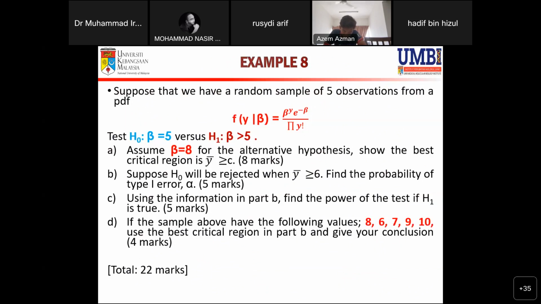Okay. So for question B, suppose H0, the null hypothesis, will be rejected when y bar is equal to or greater than 6. Find the probability of type 1 error, alpha. Okay, so in this case, our job is to find the probability of type 1 error alpha, and we have 5 marks. So how can we do this?